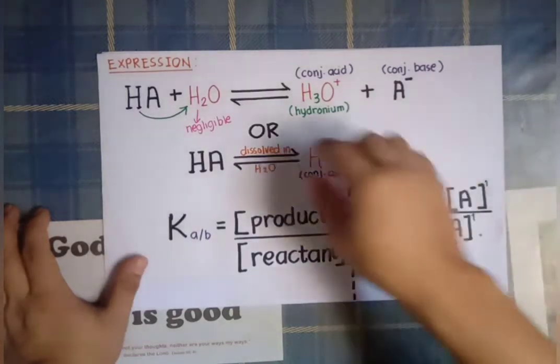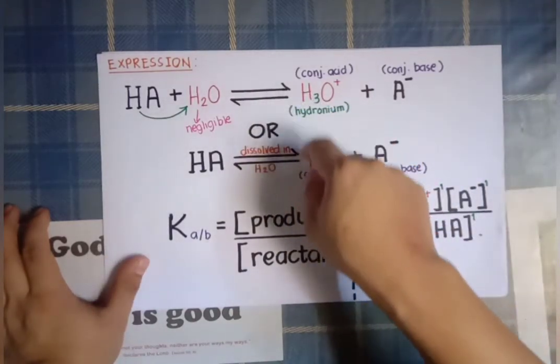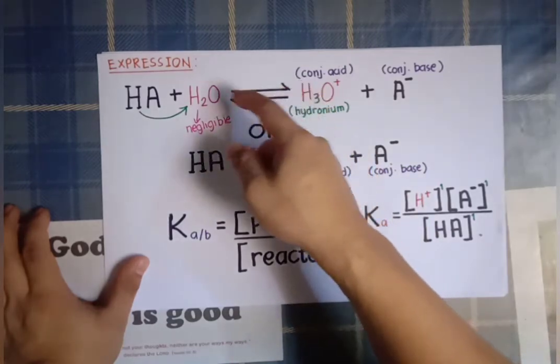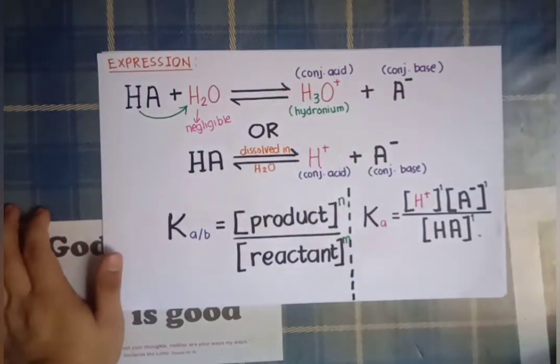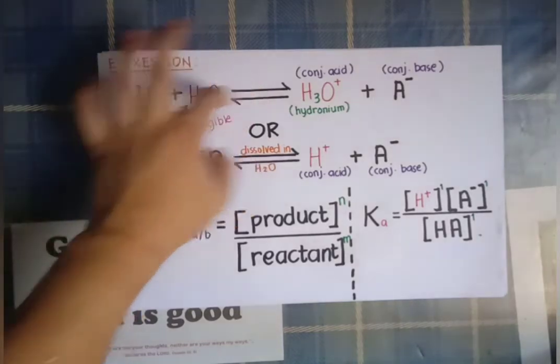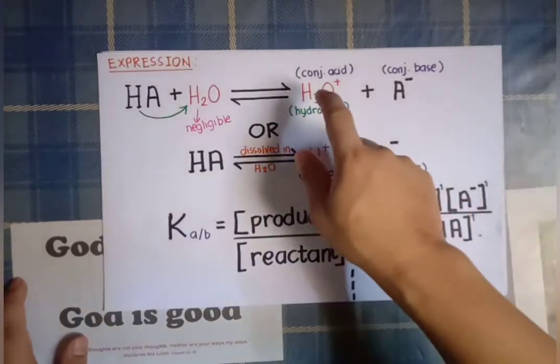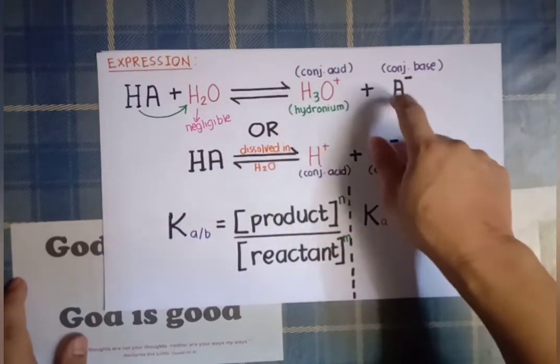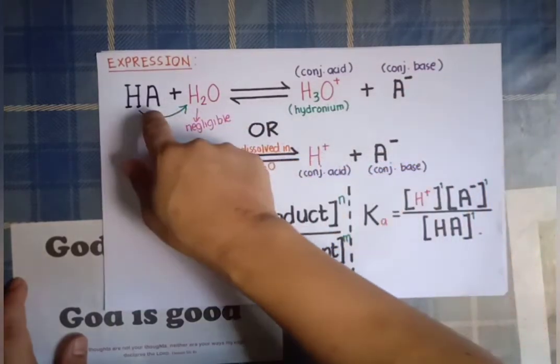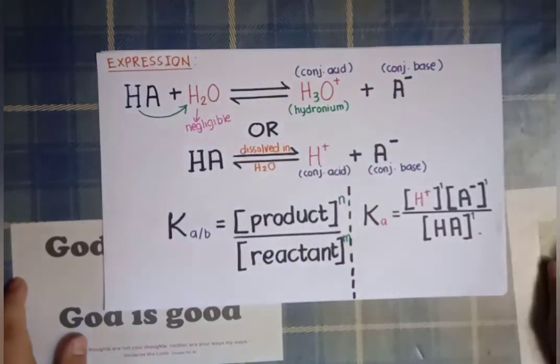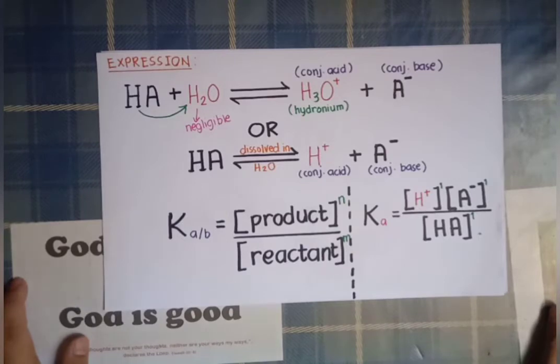Now take note that these reactions are in equilibrium, or happen reversibly, which means that it can achieve an equilibrium point, a point wherein the rate of production of your conjugate acid and conjugate base is the same as the rate of production of HA and water. So that's why dissociation constant is also known as equilibrium constant.